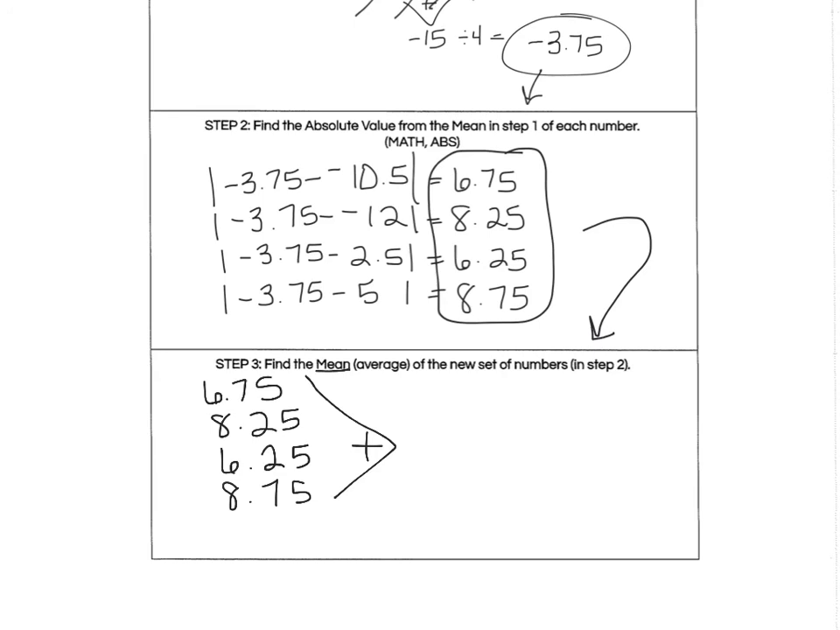So 6.75 plus 8.25 plus 6.25, oh my gosh, plus 8.75. Okay, when I add them all up, I get 30. Not done. I need to divide by how many there are. 1, 2, 3, 4. Divided by 4. 7.5, and that is my answer.